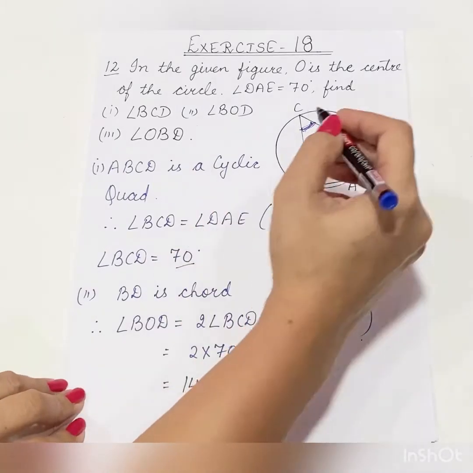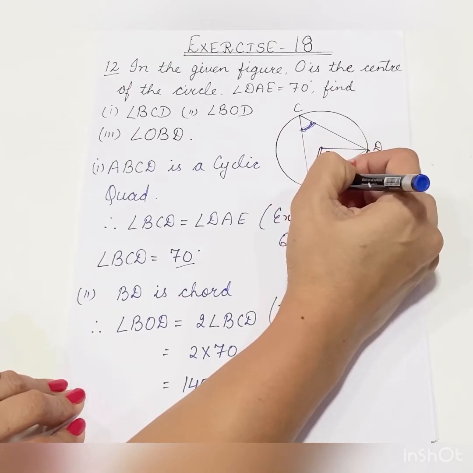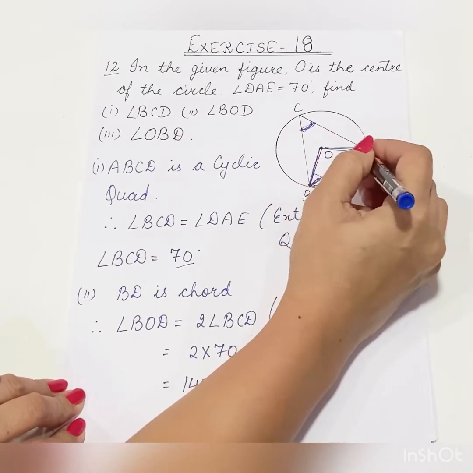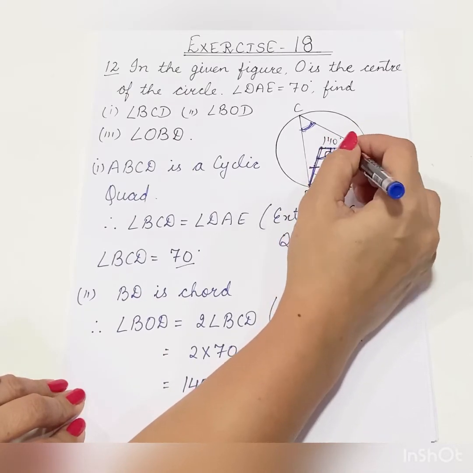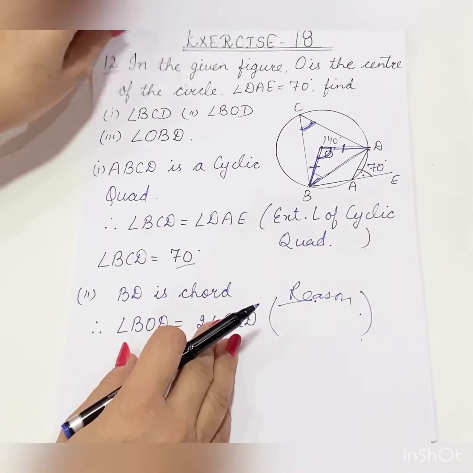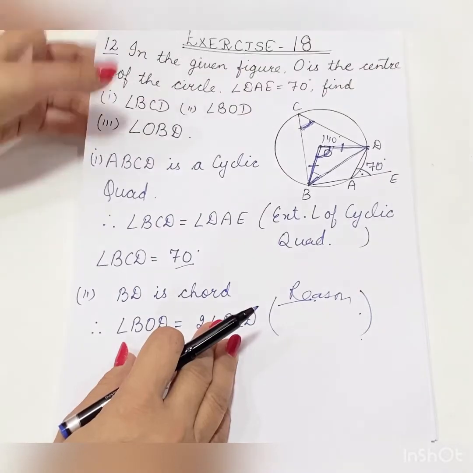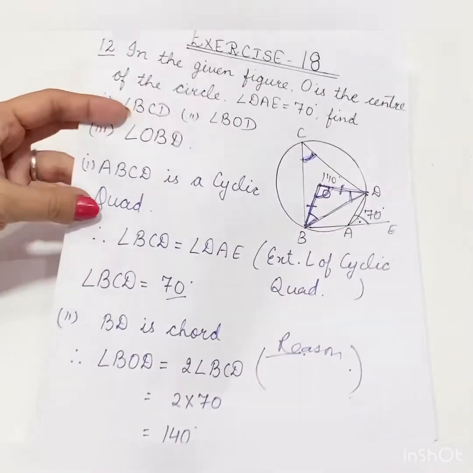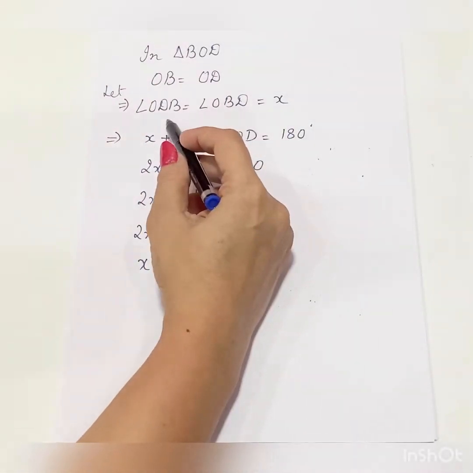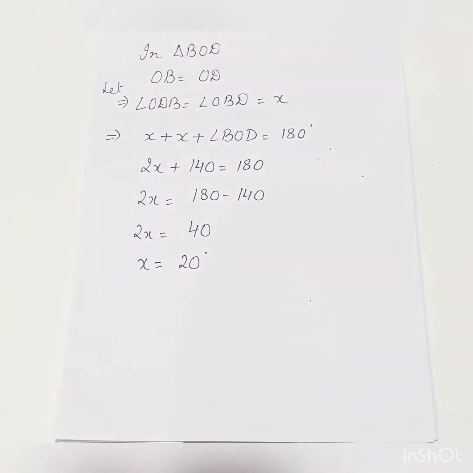Then we have to calculate angle OBD. Now we are going to consider this triangle. This angle we have calculated, 140 degrees. OB is equal to OD. Why are they equal? They are the radii of the circle. If the sides are equal, then their opposite angles are also equal. So we have angle ODB equal to angle OBD, and we are supposing each of them is equal to x. This is the figure we are having.